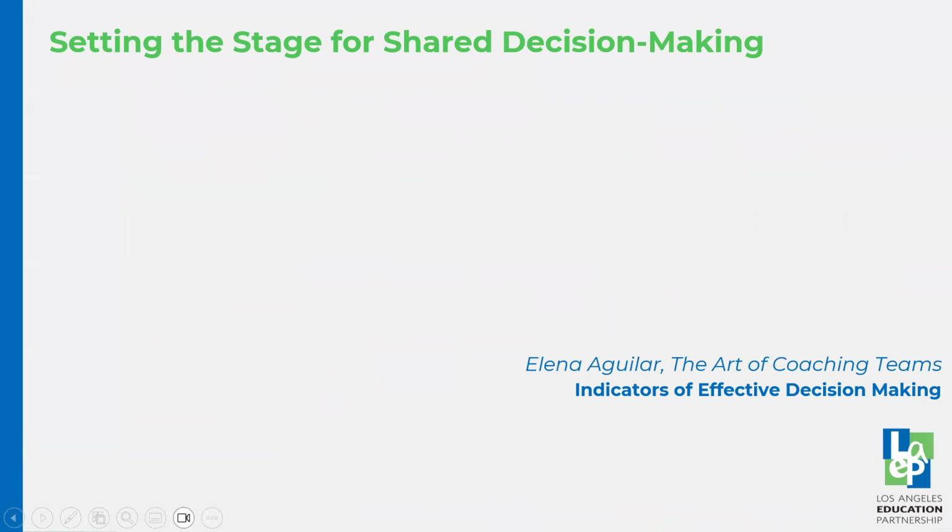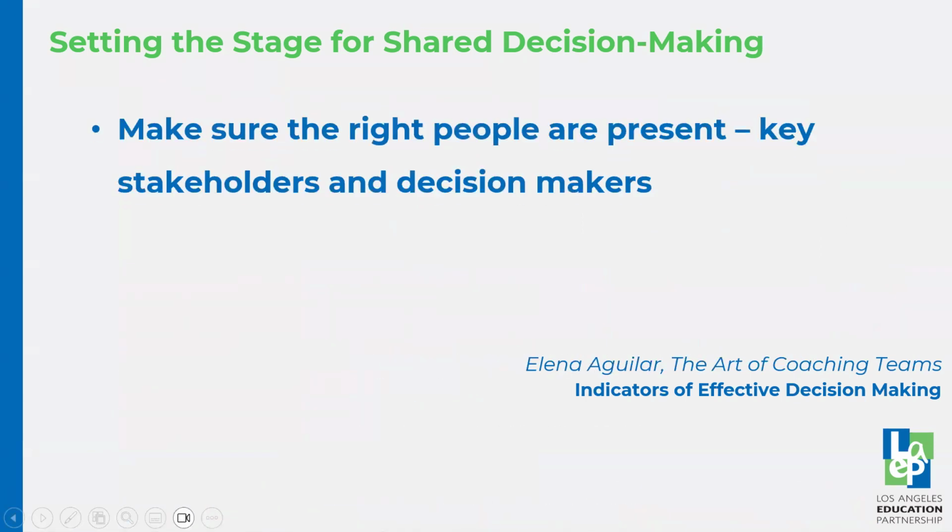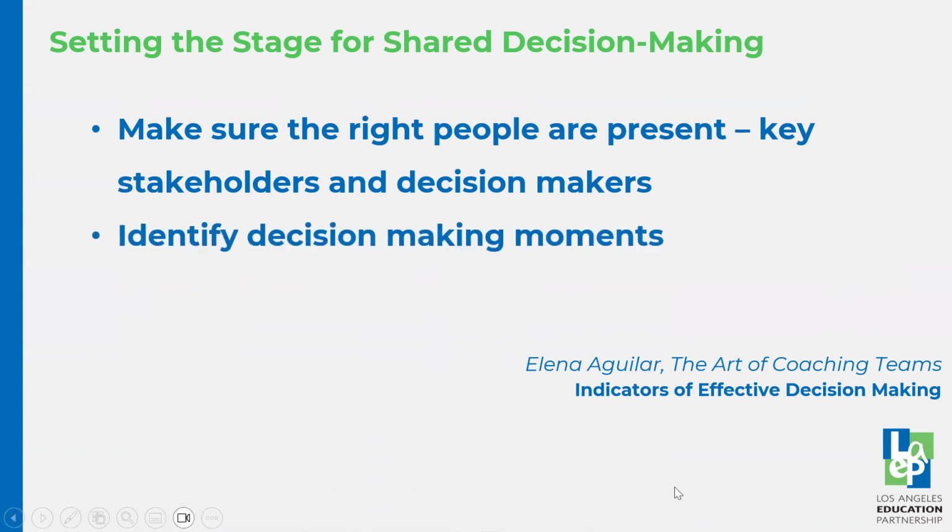So how do we set the stage for shared decision-making? Elena Aguilar, in her book, The Art of Coaching Teams, describes indicators for effective decision-making. We want to highlight 2 that we feel are important to consider first. First is making sure the right people are present. So your key stakeholders and decision makers. Next is identifying decision-making moments.